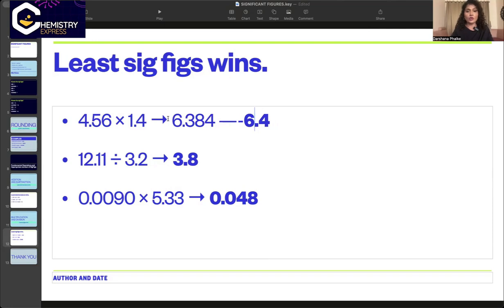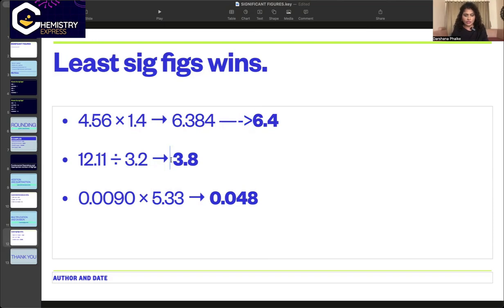So what we are going to do now is approximate. How do we approximate? We approximate by considering the least number of sig figs. In 4.56, there are 3 sig figs. In 1.4, there are 2 sig figs. So the answer should go in 2 sig figs. To remove the other digits after 3, we have 8. We know that 8 is more than 5, so we just add 1 to this digit and we remove everything else. So this is how it goes. We keep this here. So the final answer is going to be 6.4.